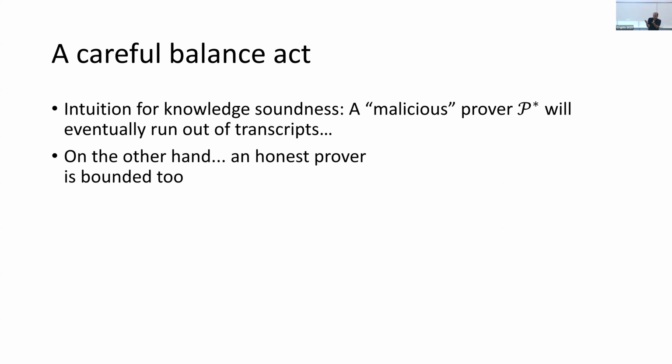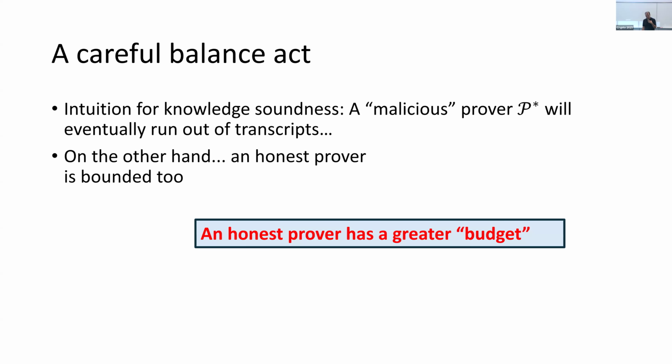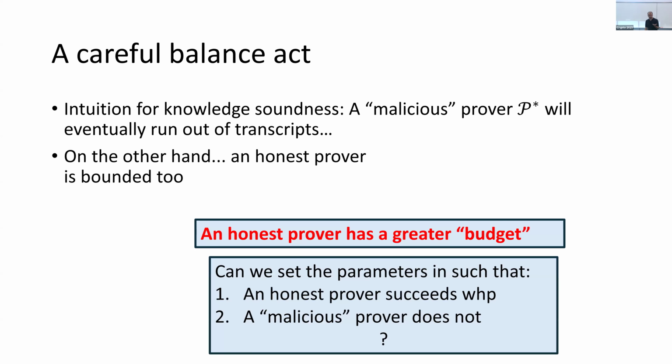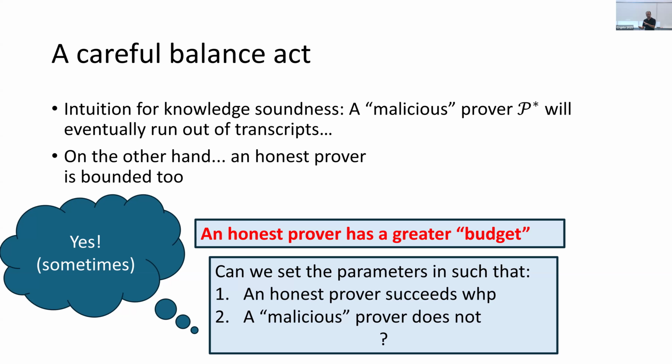On the other hand, since we bounded the number of admissible challenges, now an honest prover also has a bounded number of transcripts that it can use. So the question is, can we set the parameters in a way such that an honest prover succeeds with high probability, but a malicious prover that tries not to induce a special soundness tree will not? So the answer is yes, if we have protocols up to a certain number of rounds.